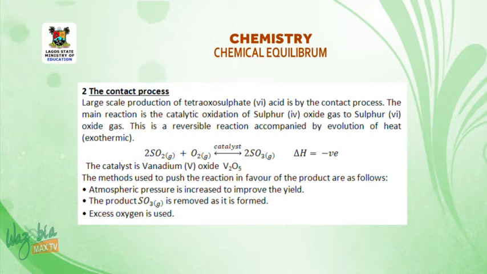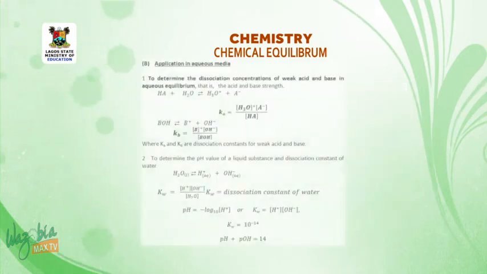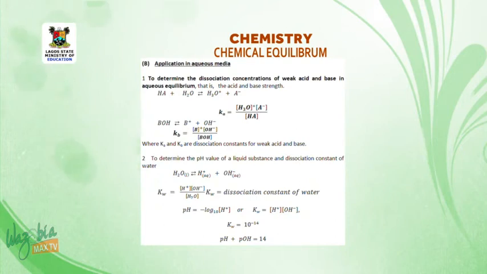The methods used to push the reaction in favor of the product are as follows. 1. Pressure is increased to improve the yield, and number 2, the product SO3 gas is removed as it is formed, and also excess oxygen is used. Now let's go to the application in aqueous media.